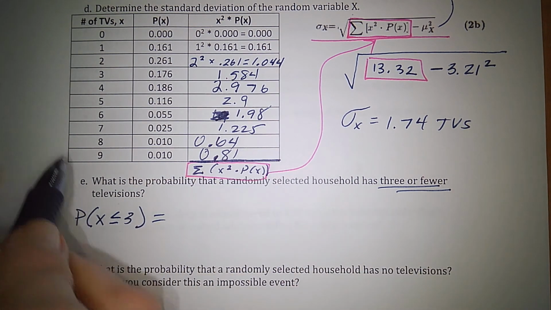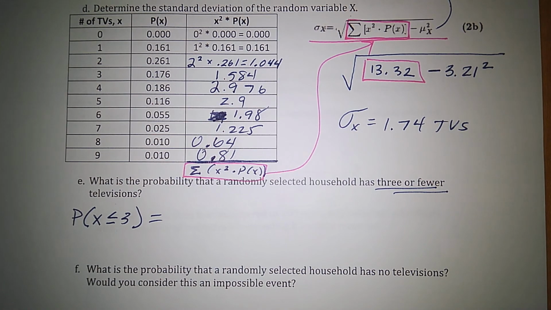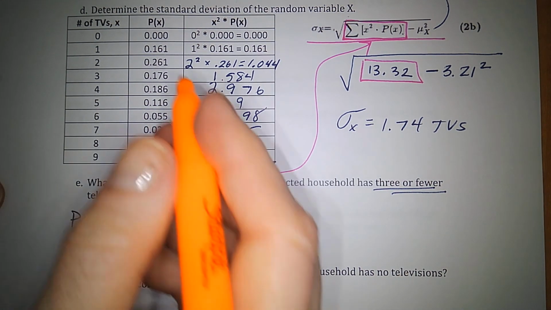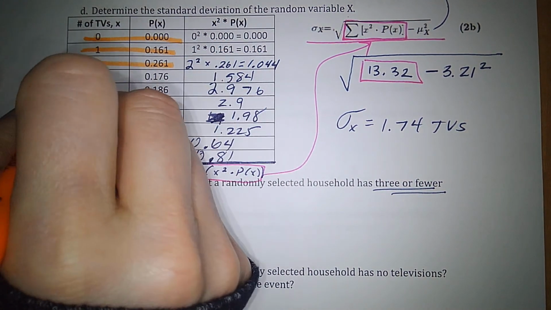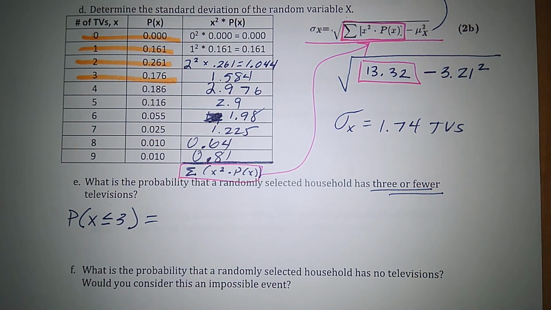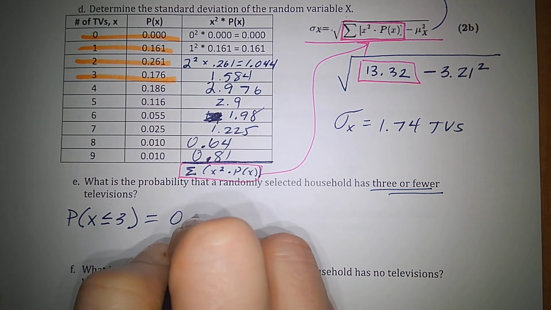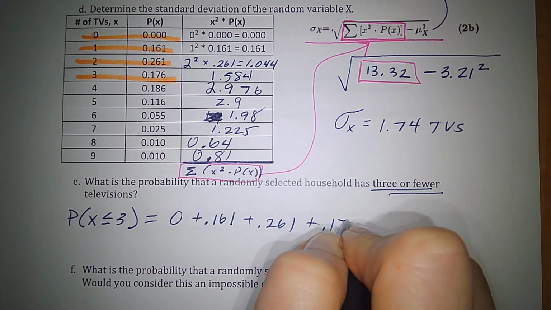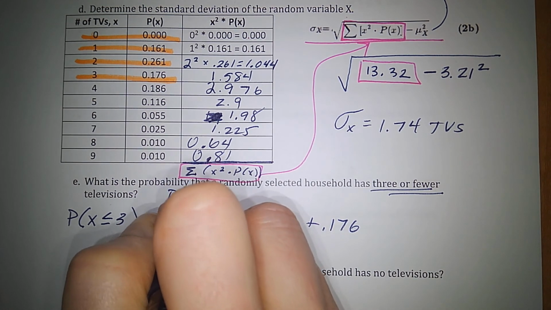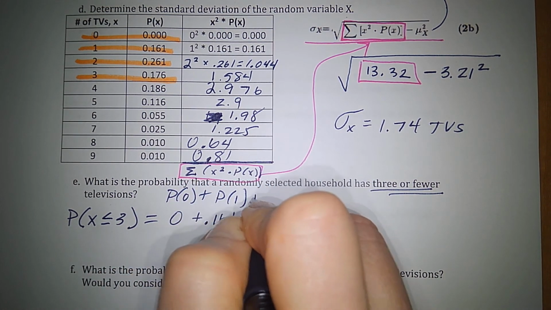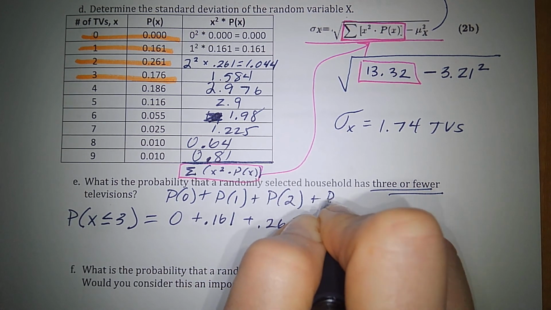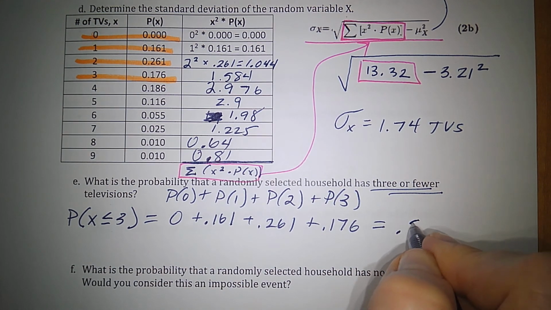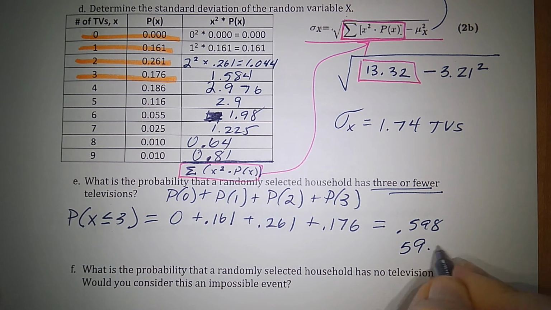So what we're going to do is we're going to add up all of the probabilities in the table that are 3 or less. So we're going to add 0 plus 0.161 plus 0.261 plus 0.176, which is the probability of 0 TVs plus the probability of 1 TV plus the probability of 2 TVs plus the probability of 3 TVs. And when I add all of those values together, I get 0.598, which you could write as 59.8%.